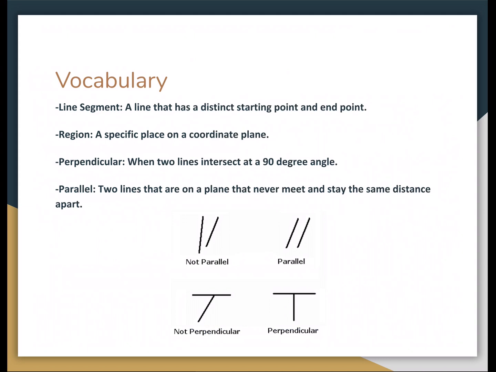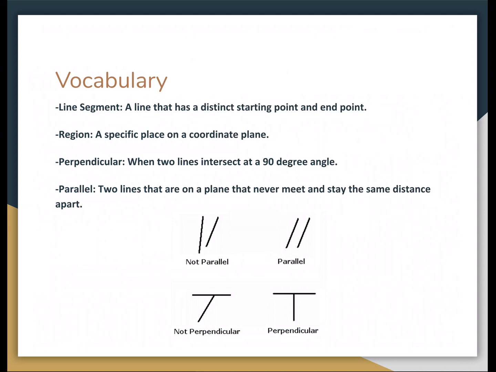The third vocabulary word is perpendicular. This is when two lines intersect at a 90-degree angle. And then the last vocabulary word is parallel. This is two lines that are on a plane that never meet and stay the same distance apart. And so here I have a picture that gives you an example of lines that would be considered parallel and not parallel, perpendicular and not perpendicular.